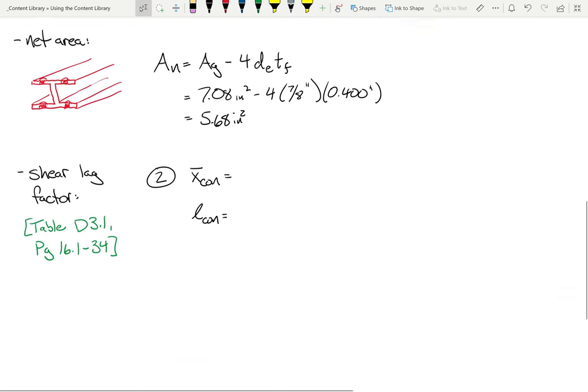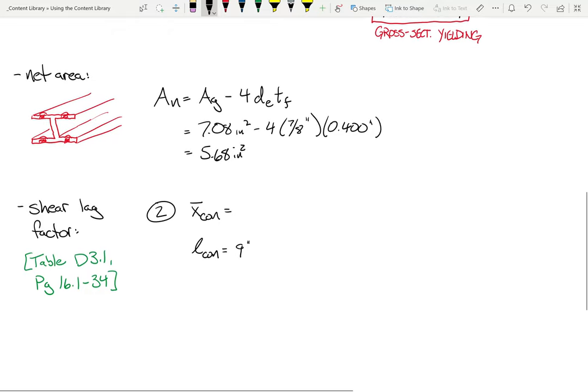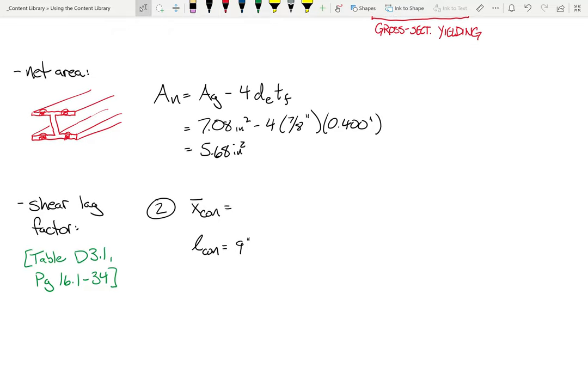So the connection length is 9 inches. Okay, now, this one's different. This one's our first time dealing with this. So we have a connection eccentricity, okay? Now, I told you last time that there was a special case for connection eccentricity. That what we do is this.